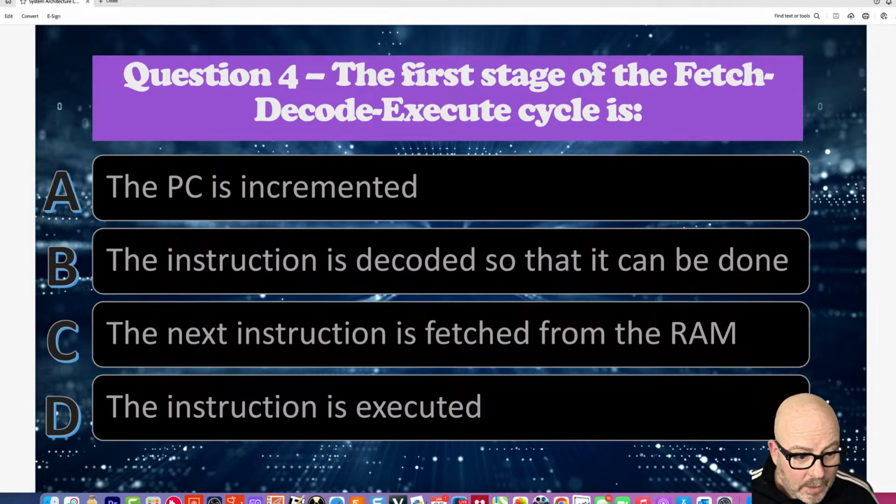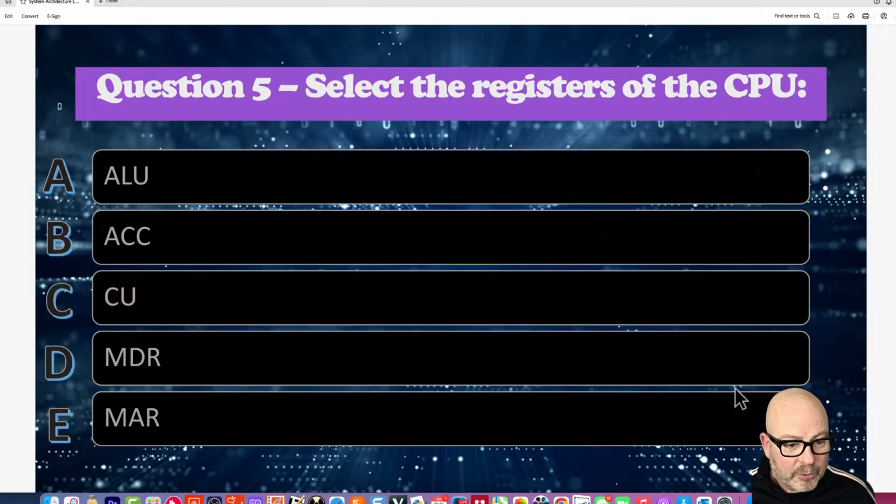Let's see. Okay, so I can tell you that the answer is the PC is incremented. Oh, sorry, the next instruction is fetched from RAM. That's actually incorrect. It's the PC incremented. It's A. All right, let's go to this one.